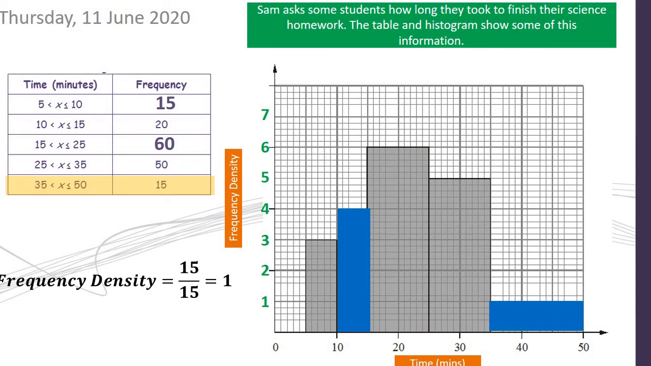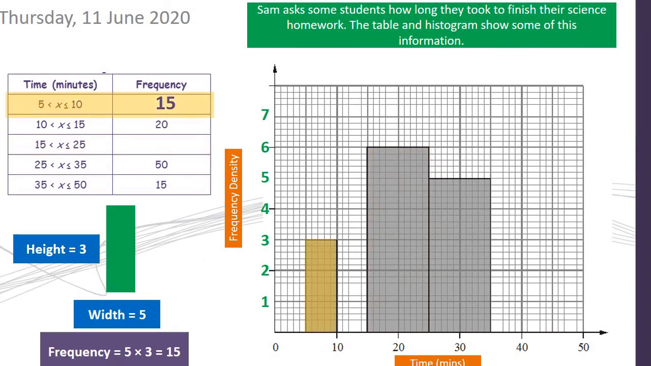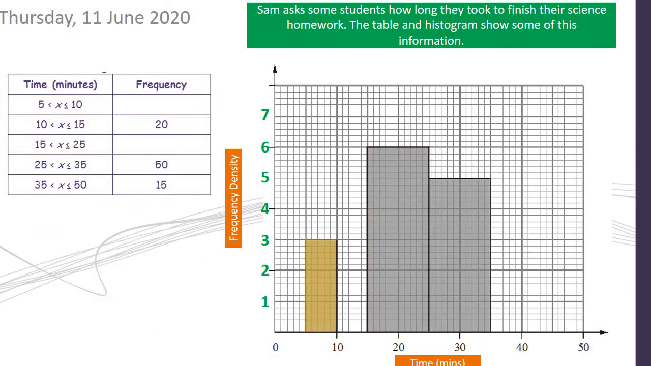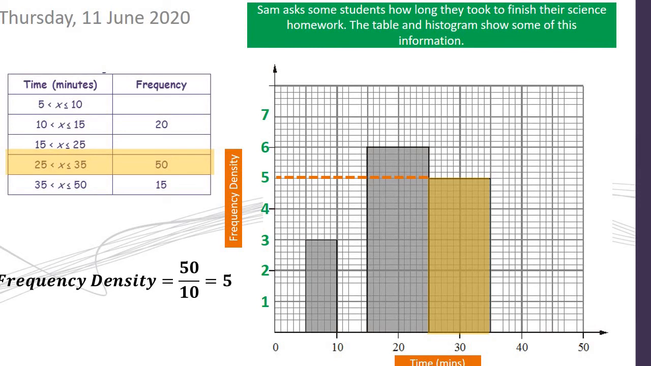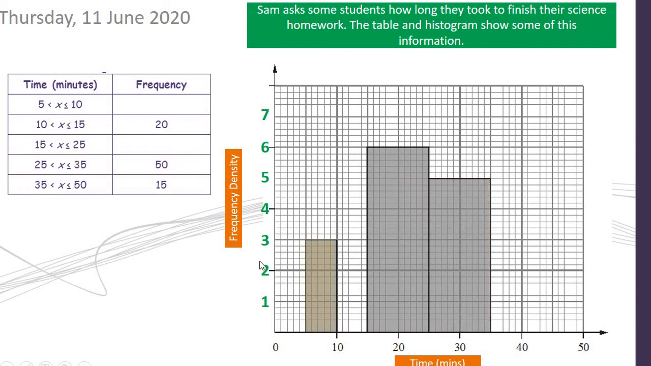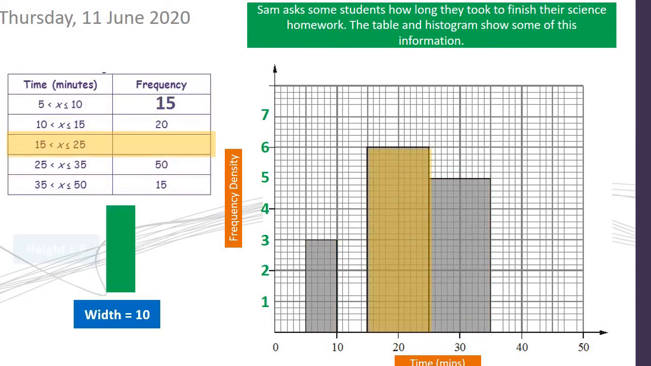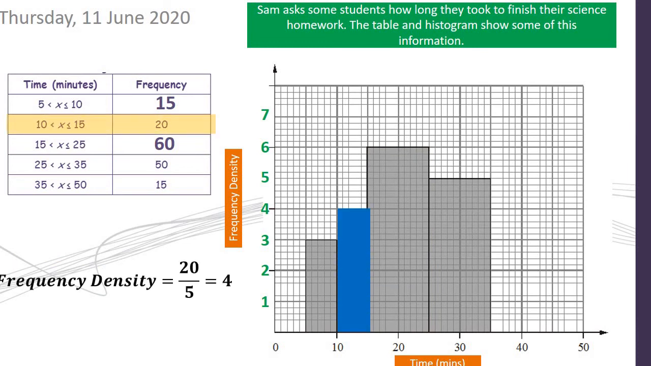So the important thing to do when you start one of these questions is look for a complete set of information. Okay, so just flicking back quickly to when we started. Here we go. We had a complete set of information here. We had the class width, we had the frequency, which is the area, and we also had the bar filled in. So we were able to work out the scale on the frequency density. So you're looking for a complete set of information so you can work out the scale on the frequency density.